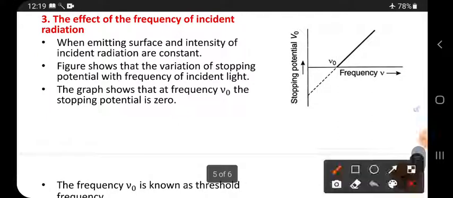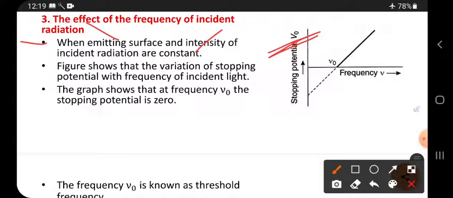Next, third: the effect of frequency of incident radiations. Here the emitting surface, that is, the metal plate, and the intensity of incident radiations are kept constant.